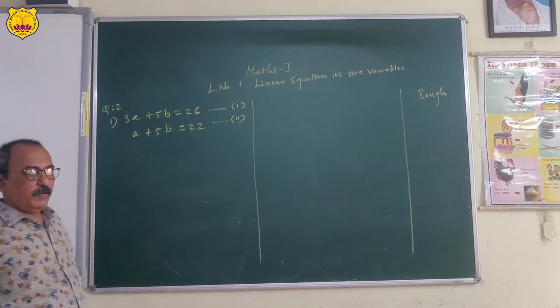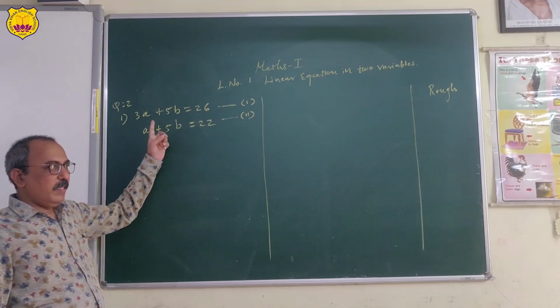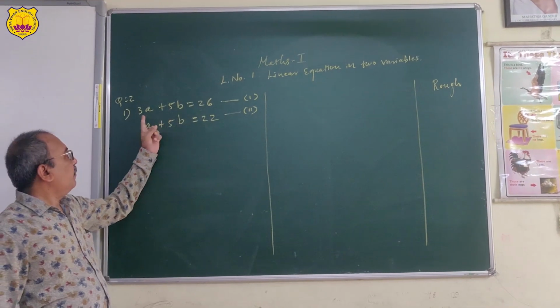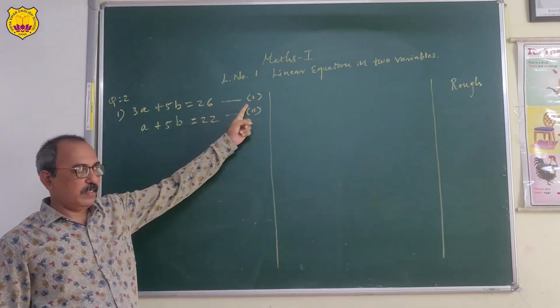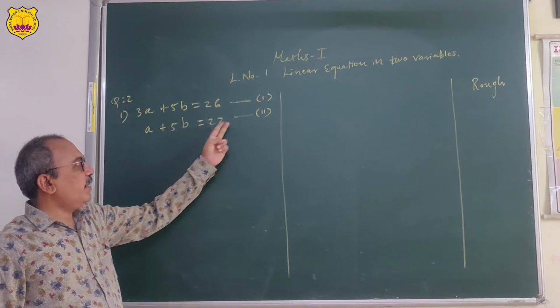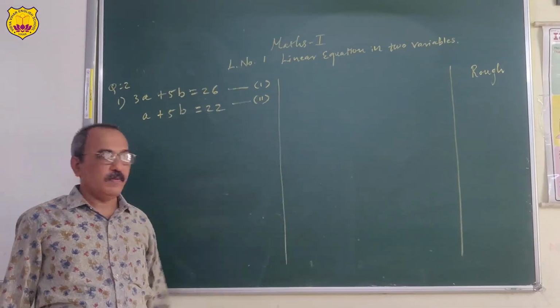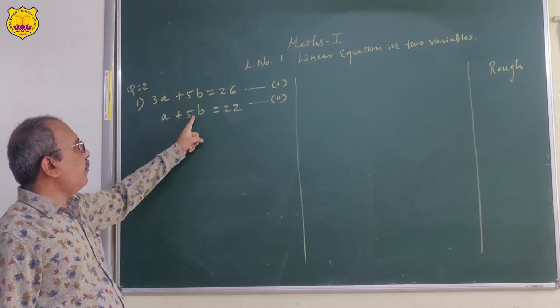In question number 2, sub question 1, we got two simultaneous equations. This we have to solve. First one is 3a plus 5b is equal to 26, equation number 1. A plus 5b is equal to 22, this is the second one. Now, if you observe, here we will see 5b and 5b.